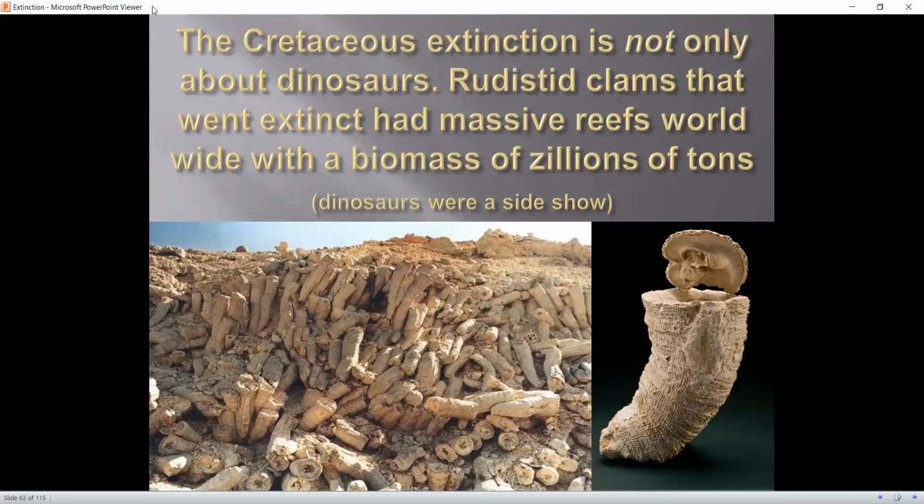But what I said here is the Cretaceous extinction is not only about dinosaurs. These are rudist clams. It's a clam that's kind of having an identity crisis because it thinks it might be a coral or something. It's got a lid on top and it's a filter feeder. But look at these things. We have these in the Cretaceous, zillions of these things, a huge number of these things. And they disappeared at the end of the Cretaceous. So in fact, the dinosaurs, by comparison, were just a sideshow. Dinosaurs, no big deal. But the loss of those clams, the biomass there is almost unbelievable.